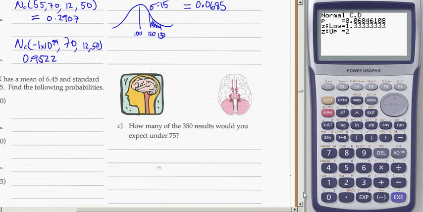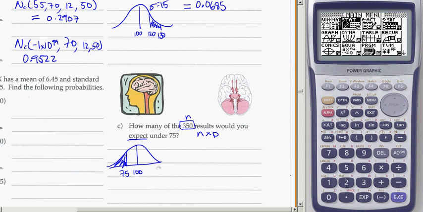Next question. Part C. How many of the 350 results would you expect to be under 75? So remember, expected value, if you see that word expect, that's going to be the number of trials times the probability. So 350 becomes n, but we need to know what the probability is. So we need to use the normal distribution again. Our mean of 100, 75 is below that, and we're looking for the expected number under 75, so I need to know the probability under 75. So we're going to do that first.